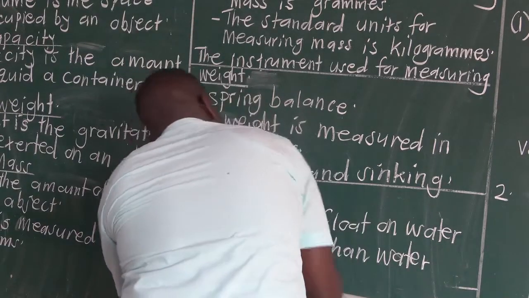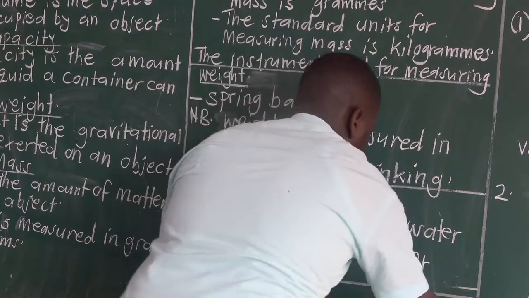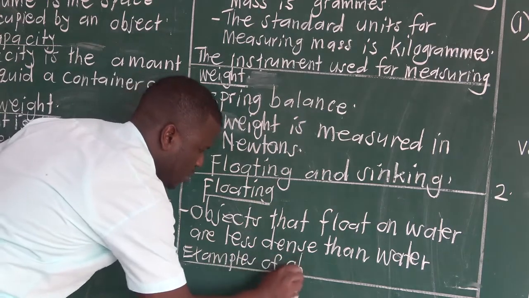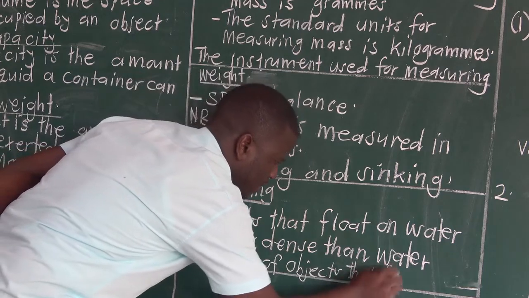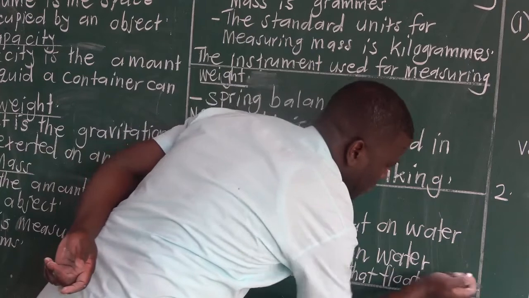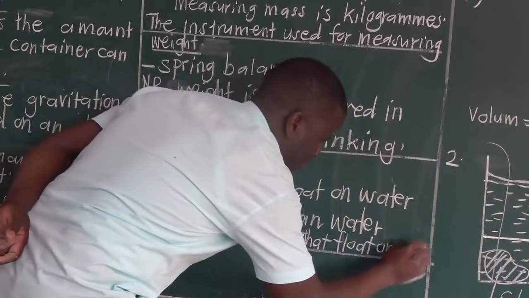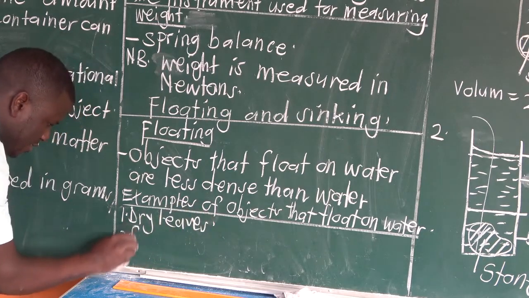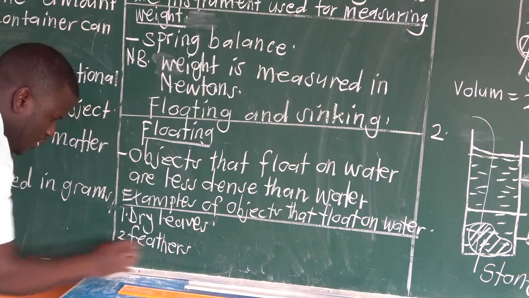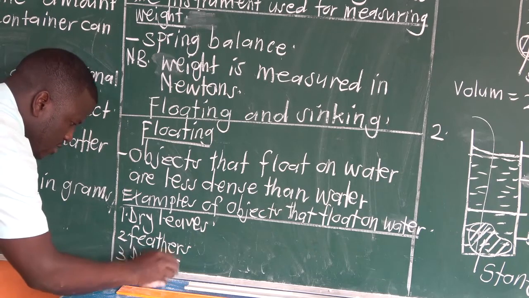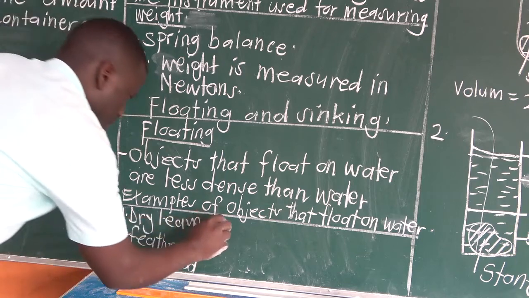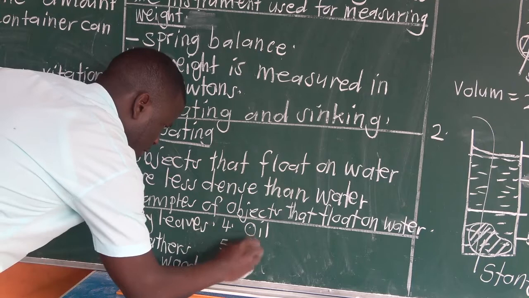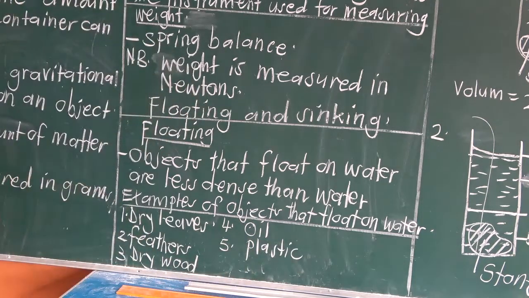Look at examples of objects that float on water. One, we have dry leaves, feathers, dry wood, then number four, we have oil. We have plastic, and so on. So these are objects which float on water.